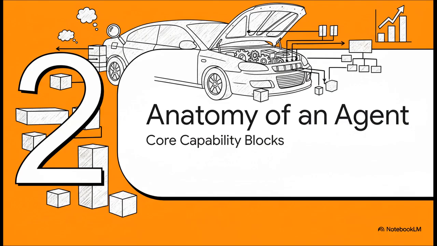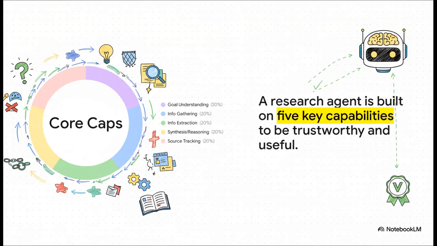We're going to break down the anatomy of a research agent into its core building blocks. Okay, so at its core, a research agent really boils down to 5 key capabilities. It all starts with goal understanding. It has to know what you're asking. Then comes information gathering and information extraction. After that, the really critical part, synthesis and reasoning. And throughout this entire process, it's doing source tracking. That last one is absolutely crucial, because if you can't trust the sources, the whole thing falls apart. You need every single one of these pieces for the final report to be useful.